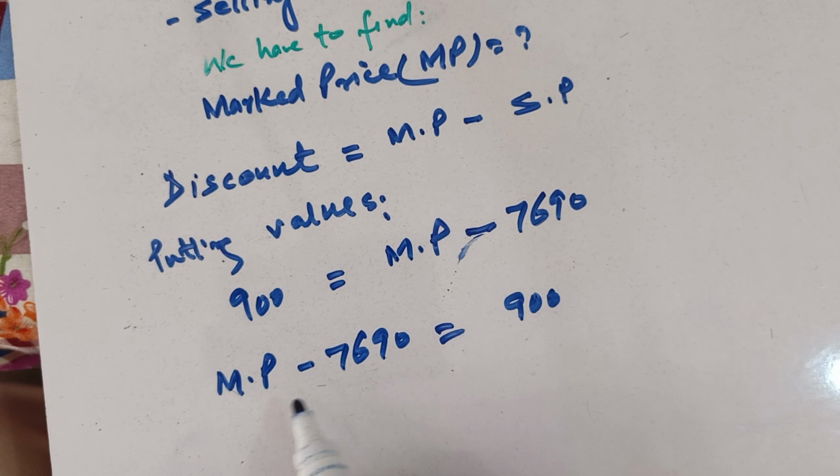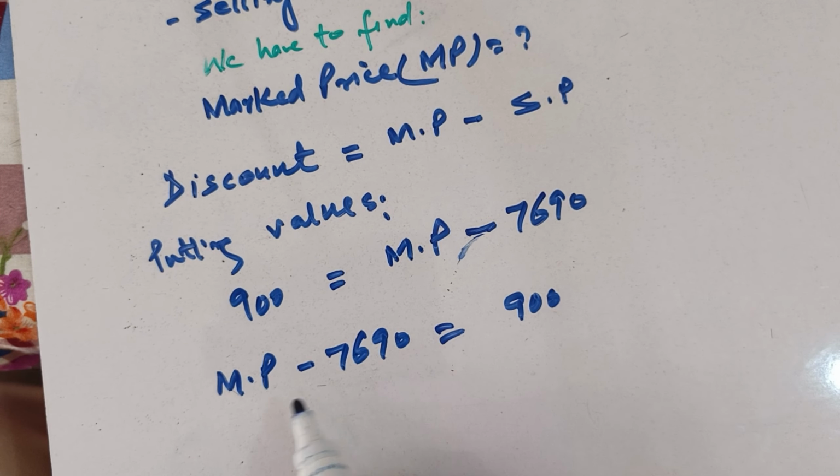Moving to our next question, question number 5. A shopkeeper sold an oven for rupees 39,900 and earned 25% profit. Find the actual price of the oven. So selling price is given and the profit percentage is given. We have to find the actual price.